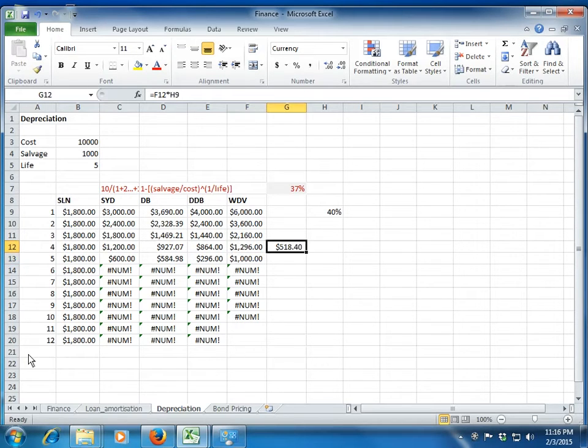So what I'm trying to say is, once your asset reaches the salvage value, the formula will stop calculating the depreciation any further on it, right? So in the last year of depreciation, it will adjust the amount of depreciation so that your WDV doesn't go below the salvage value. This is how the double declining method takes care of the salvage value.